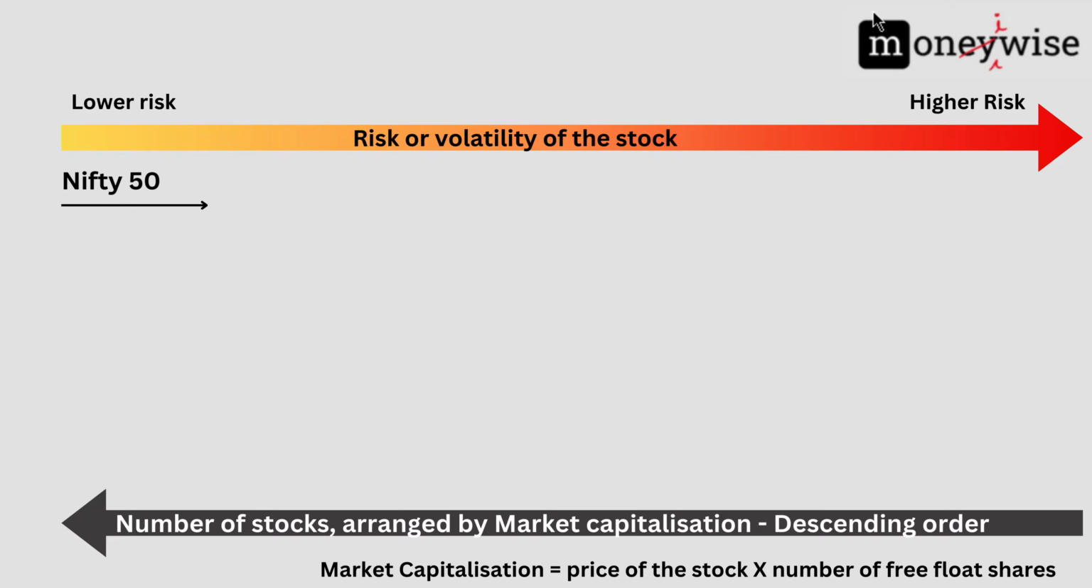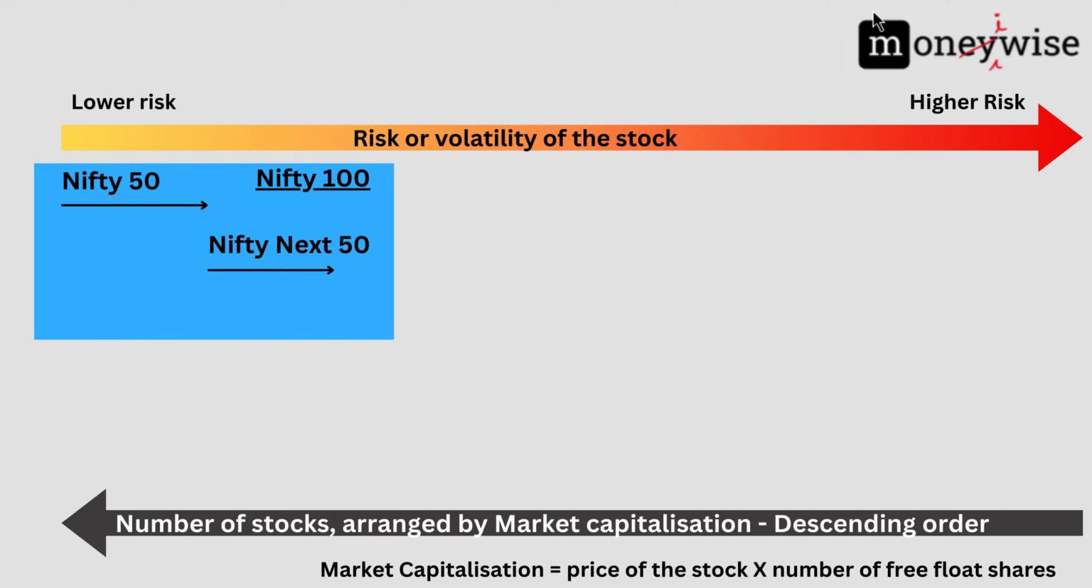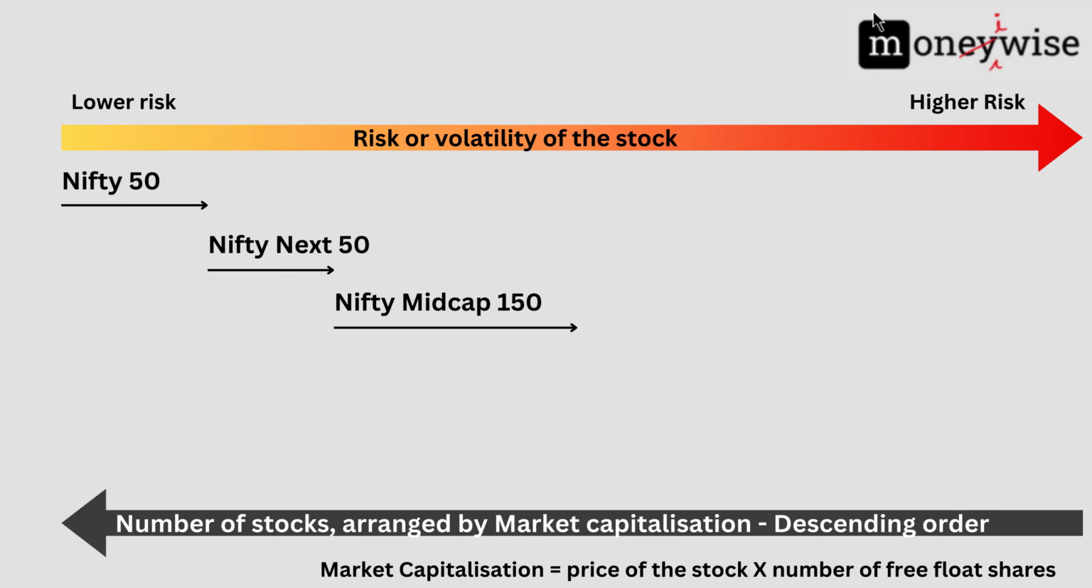India's top 50 companies by market capitalization listed in NSE are called Nifty 50. The next 50 companies by market capitalization are called, huge surprise, Nifty Next 50. Nifty 50 and Nifty Next 50 together are called Nifty 100. The 150 stocks after the top 100 large cap companies are called mid cap companies, which are represented by the Nifty Mid Cap 150 index.